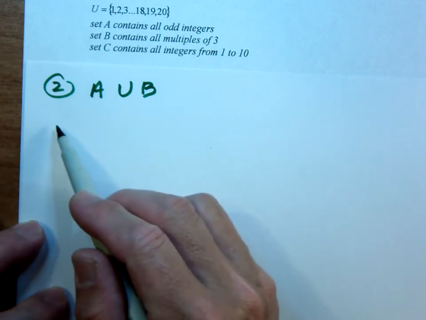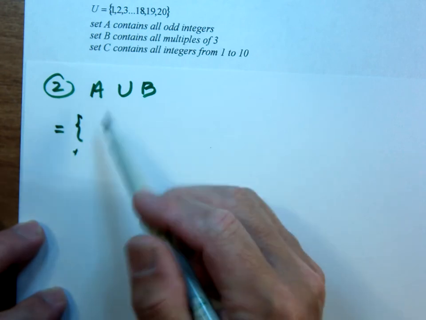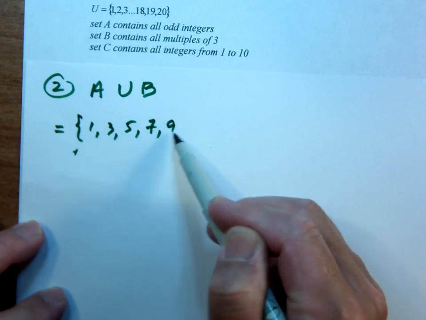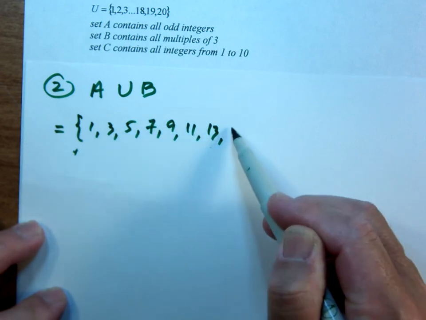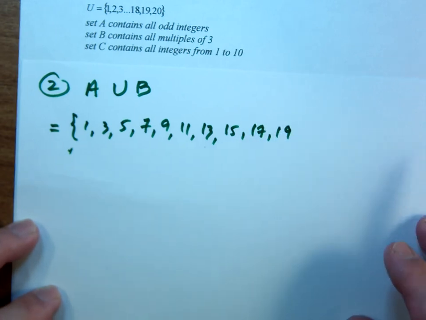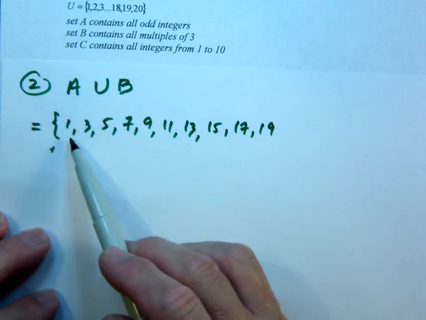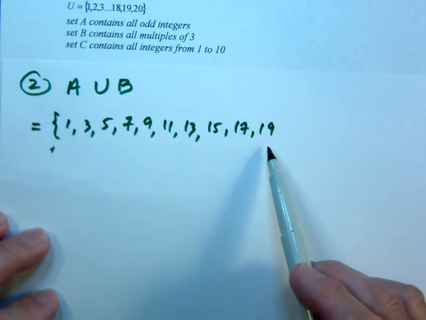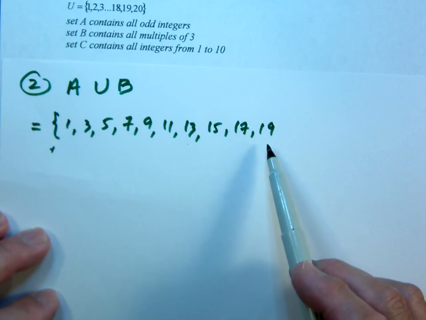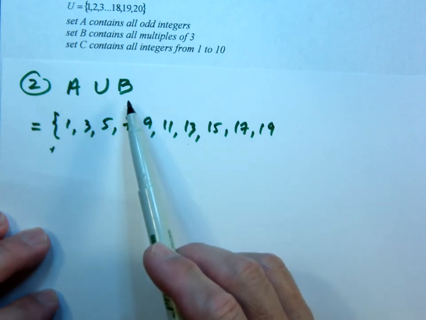So here I'm going to now list. What I'm going to do is first list everything in A. That would be 1, 3, 5, 7, 9, 11, 13, 15, 17, and 19. Those are all my odds. My answer to this whole problem must contain at least those, and possibly more. Here we will have more. And where would those more elements come from? It will come from B. B will contribute a few extra.